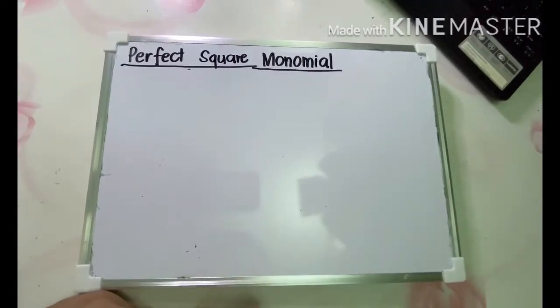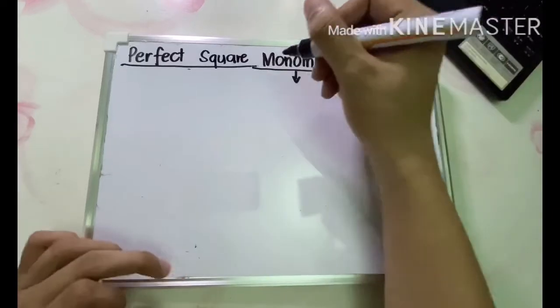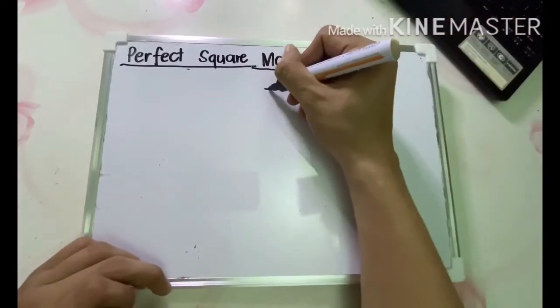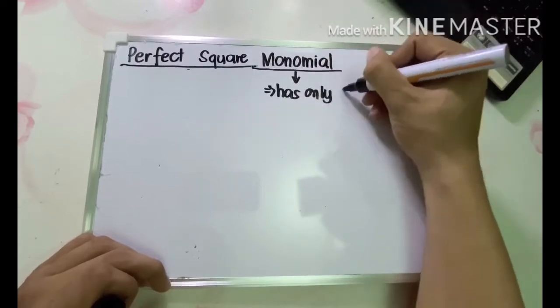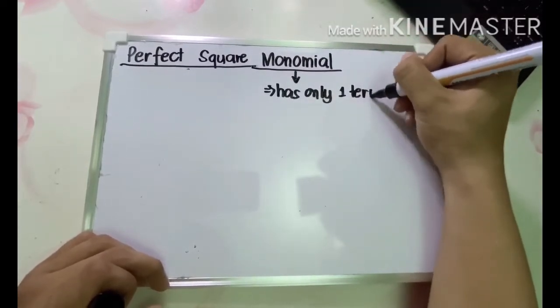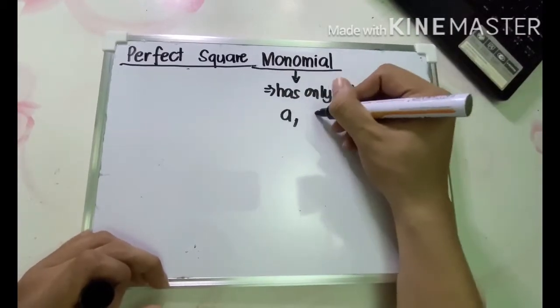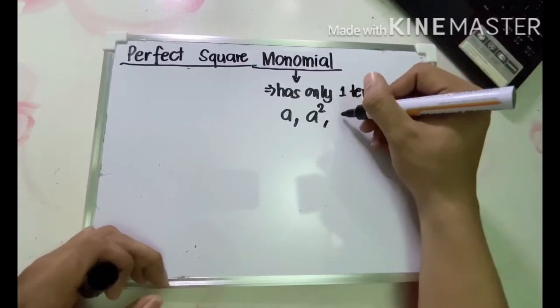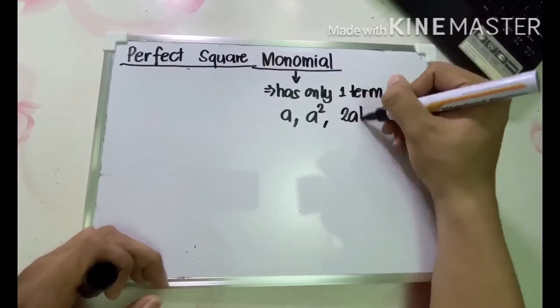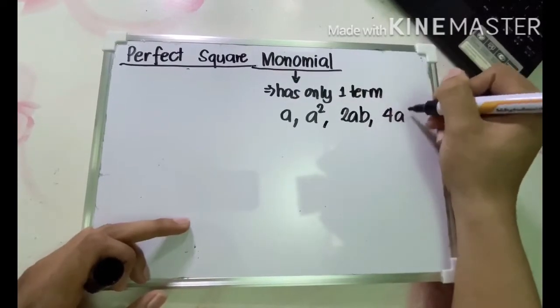Okay, let's proceed to perfect square monomial. So let's define a monomial. According to the meaning, a monomial is an expression which has only one term. For example, we have a, or a squared, or 2ab, or 4a squared.